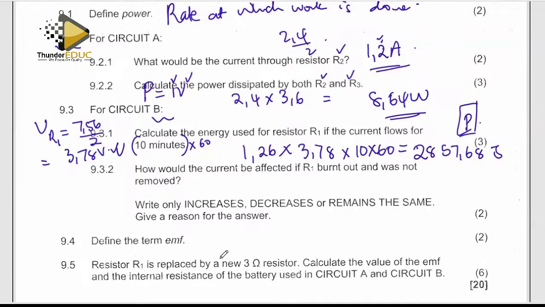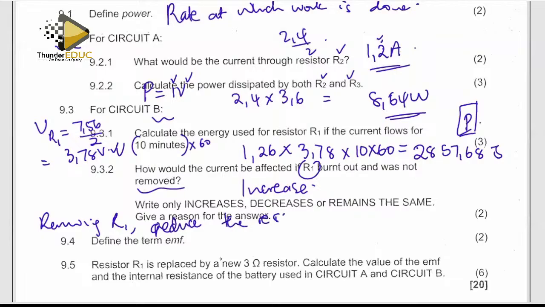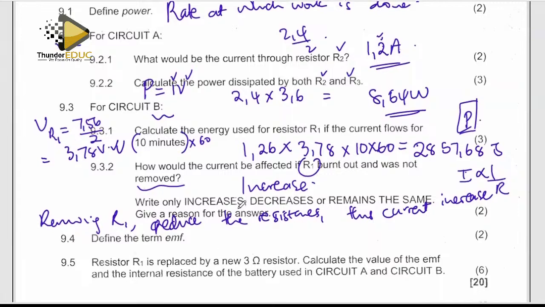9.3.2, how would the current be affected if R1 burnt and was removed? So the current is just going to increase. Removing R1 reduces the resistance, thus the current will increase. We know that current and resistance are inversely proportional, so when the resistance decreases, the current must increase.